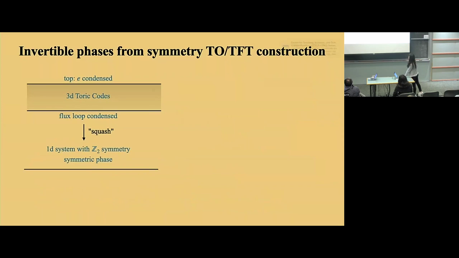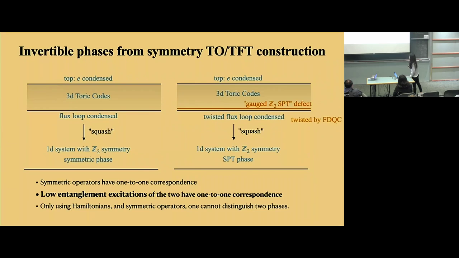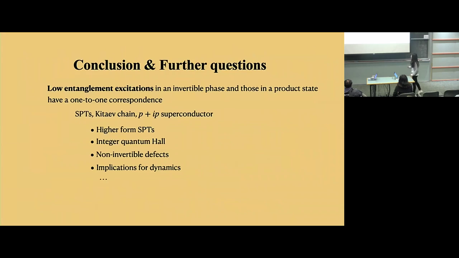And then using the 3D example, if you have this flux condensed boundary on the bottom boundary, then after squashing, you get a, sorry, I have a typo here, a 2D system with a Z2 symmetry. And if you twist the bottom boundary condition, you will get a 2D system that has SPT order. And these two also have a one-to-one correspondence between their low entanglement excitations. And with that, I can end my talk.